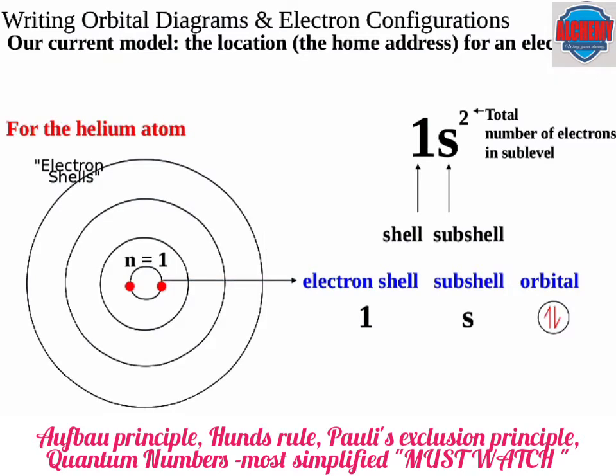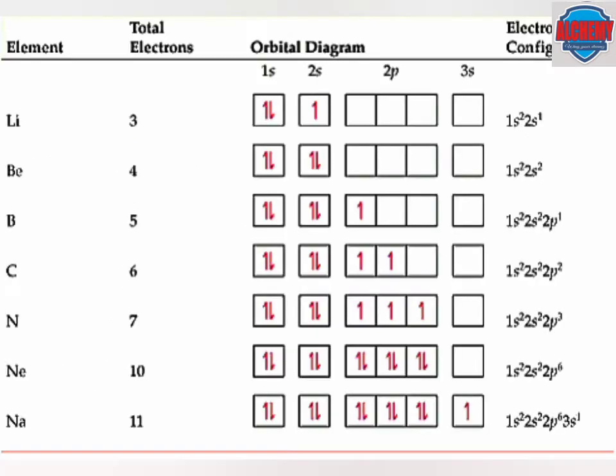Next we will write the electronic configuration of helium atom. The atomic number of helium is 2, which means that helium has 2 electrons. So the electronic configuration will be 1s2. This means that 2 electrons are present in the s subshell of the first shell. The electronic configuration of other elements are given here.